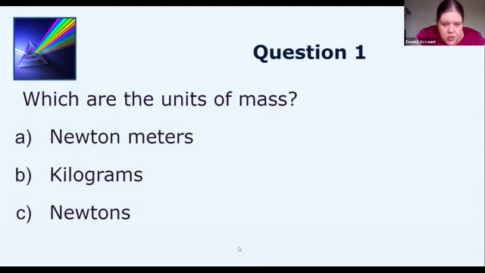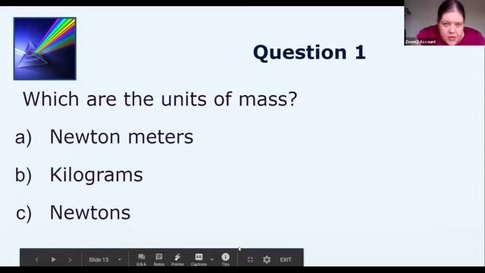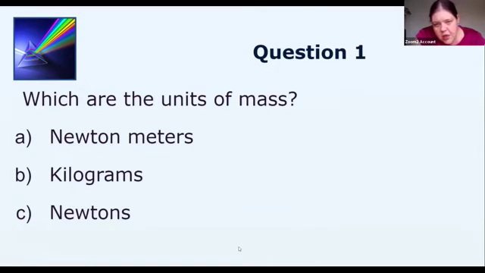Okay, so I'm just going to share the result with you. 60% of you were spot on. Kilograms is the unit for mass. Newtons is the unit for weight. Weight is the effect of gravity on mass. So the pull of gravity on mass results in a force, which is why it's newtons.